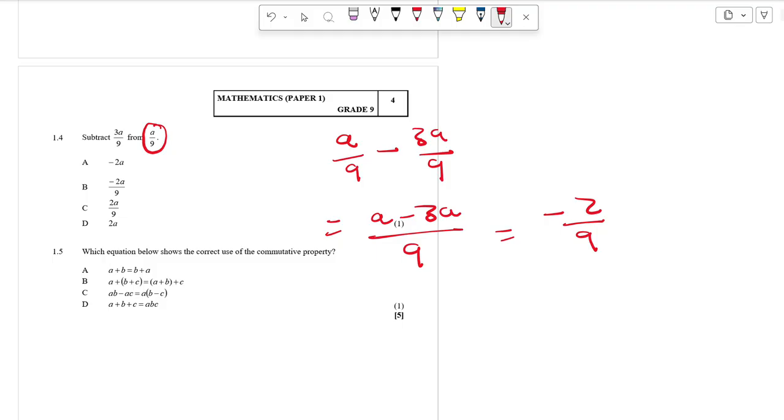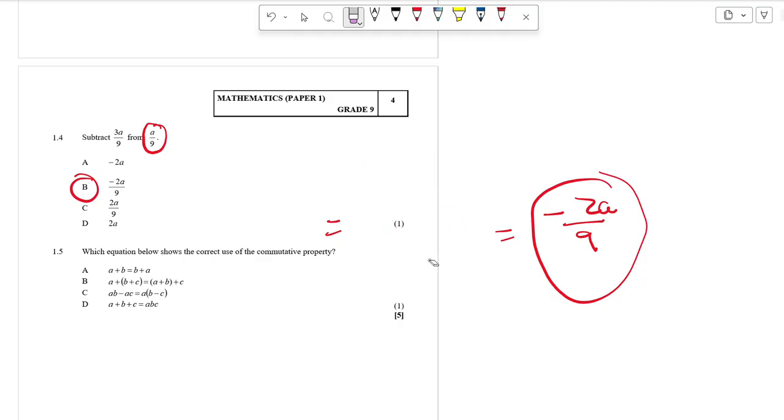Yeah, it will stay as minus 2 over 9 what? A. Don't forget, minus 2a over 9. So you check minus 2a over 9 here. B. Okay, I hope we're still together on this one.